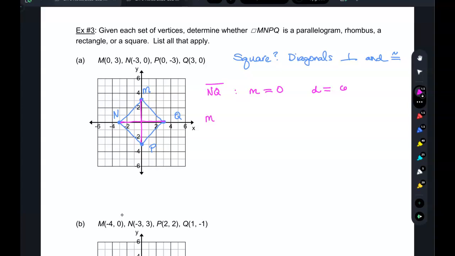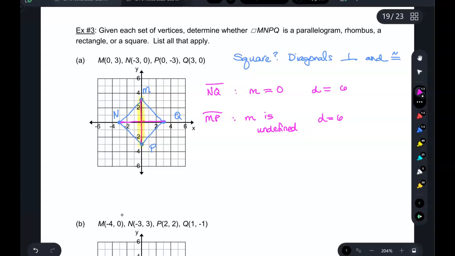And then let's look at MP. What happens when it's vertical? The slope is undefined. If it's undefined and the other one is 0, we know they have to be perpendicular. And what's the distance from M to P? We could just count because it's straight up and down: 1, 2, 3, 4, 5, 6. Yes.